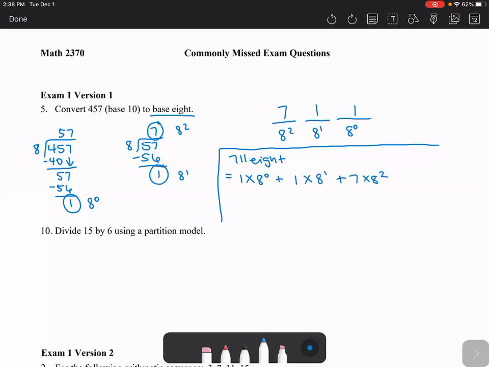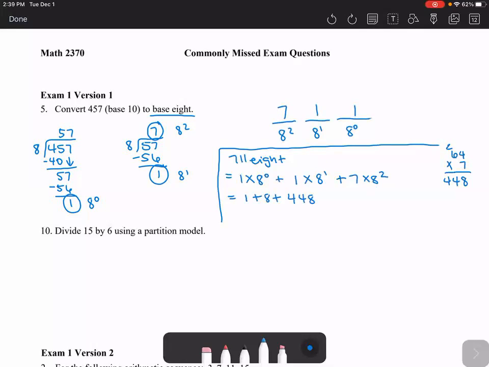Whenever we write this in expanded form, we use multiplication and addition, and then to convert it to base 10, we expand everything out using the order of operations. So 1 times 8 to the 0 is 1. Then we add 1 times 8, which is 8. Then we add 7 times 8 squared. 8 squared is 64. If we multiply that by 7, 4 times 7 is 28, so write the 8, carry the 2. 6 times 7 is 42, plus 2 is 44. So that's 448.